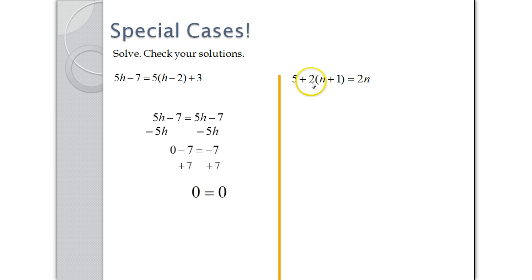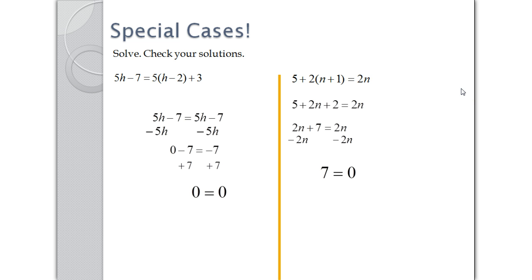The first thing you should have done in the second problem is distribute the 2. 2 times n is 2n, 2 times 1 is 2. Combine your 5 and your 2 over here. You get 2n plus 7 equals 2n. Following your steps, the next thing to do is to get the variables together. So let's subtract 2n from this side over here. 2n minus 2n is 0 on the right, and I'm left with 7.